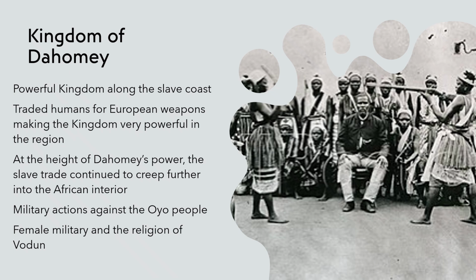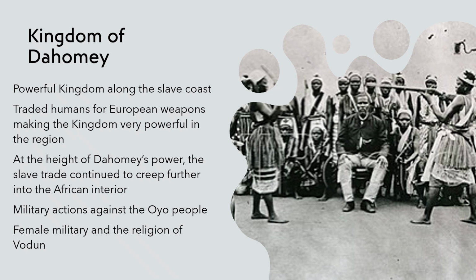So after the kingdom of Doheme takes over the city of Wada, it becomes one of the most powerful kingdoms along the slave coast. And one of the biggest consequences of this is, because their kingdom was consolidated and had become larger, they needed to go farther into the interior to find people to enslave. And so warfare begins to creep deeper and deeper into the African interior, and human beings are being taken captive deeper and deeper in the African interior as a result of that.